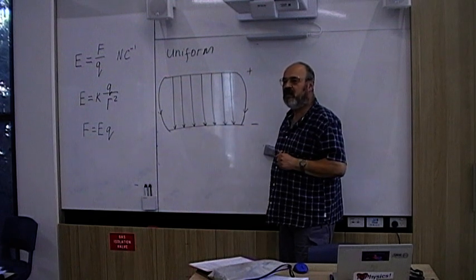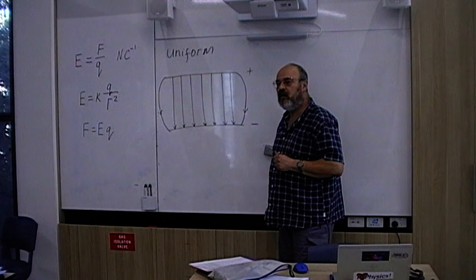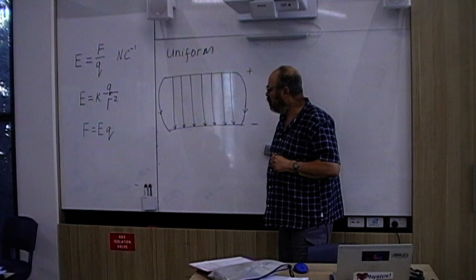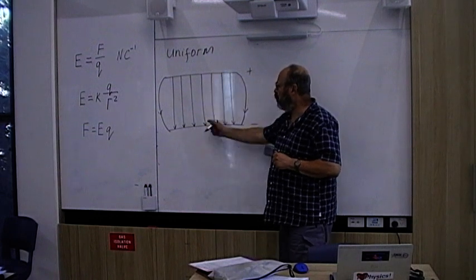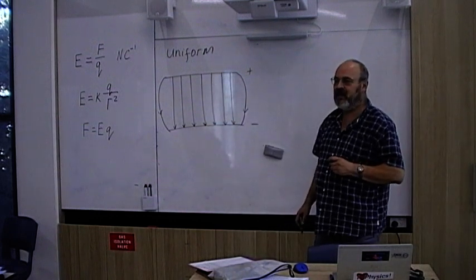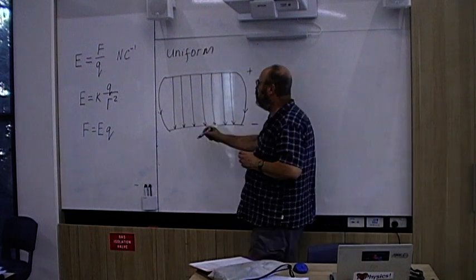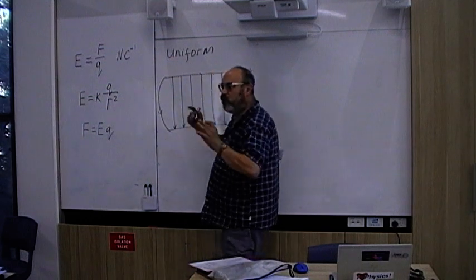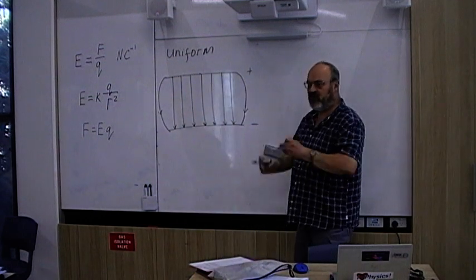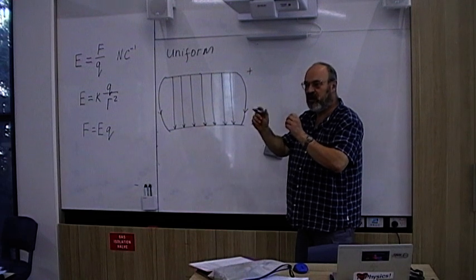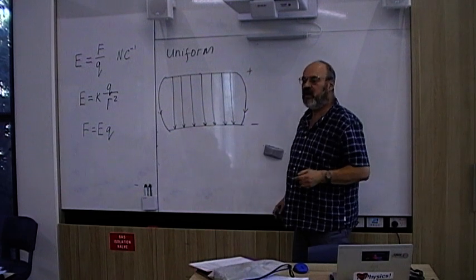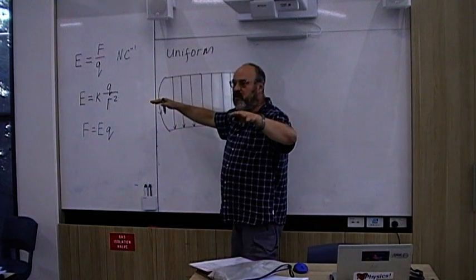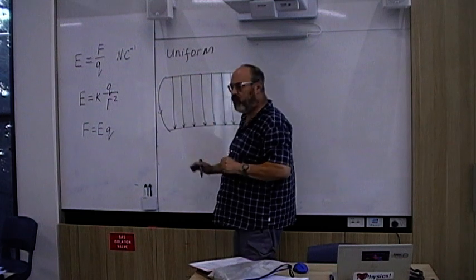Yes? How come it is uniform between the plates? What makes it uniform? Because when we add the electric field created by every point charge, each creates an electric field like this. In this direction they will add up, in the other directions they will cancel each other out, and the result will be like this.